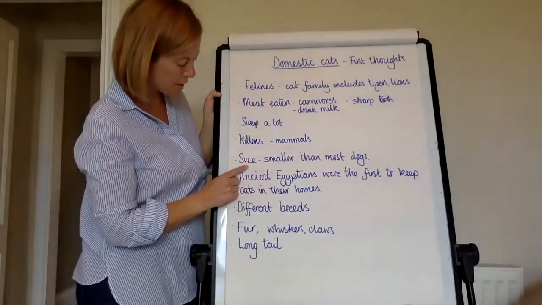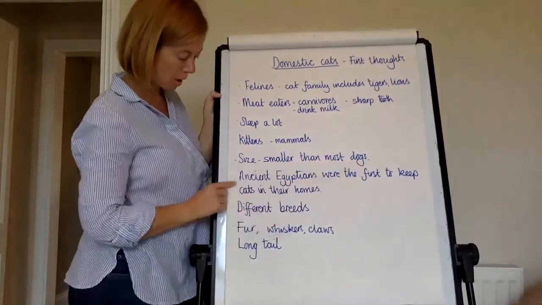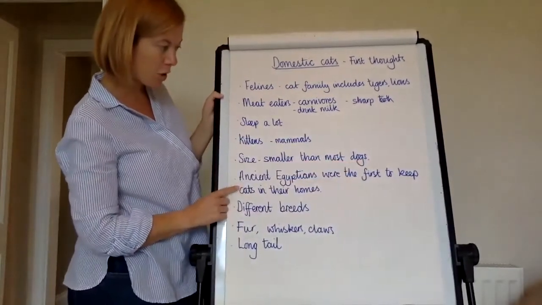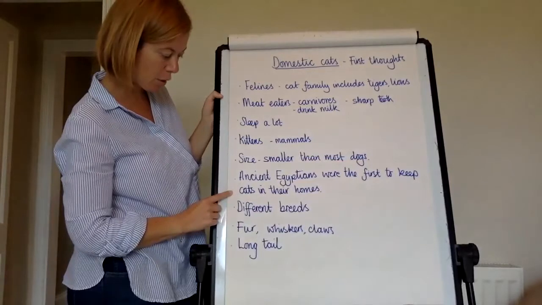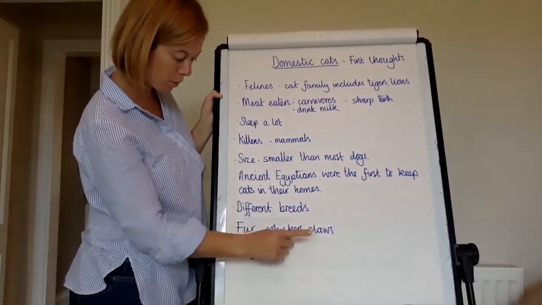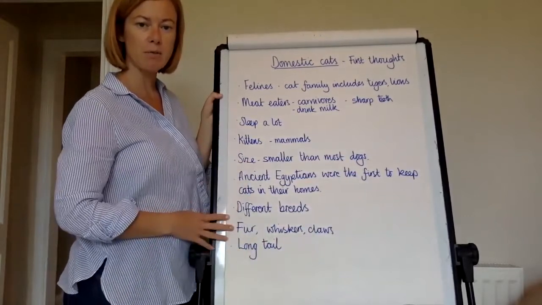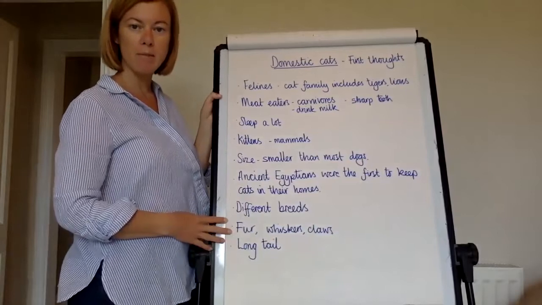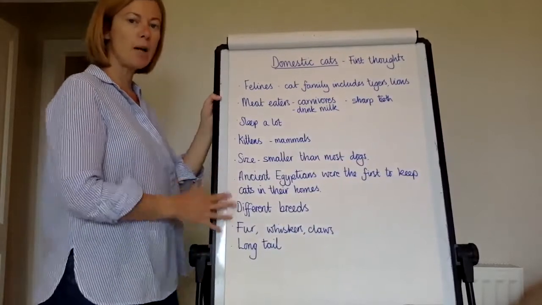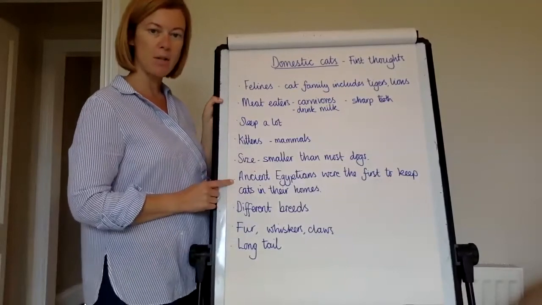I know that the size of a cat is usually smaller than a dog. And I know that the ancient Egyptians were the first to keep cats in their homes. There are different breeds of cats and they have fur, whiskers, claws, and a long tail. So I know some basic facts already, and I'm sure you do know some basic facts about hedgehogs. What I need to do now is think about adding some extra information to each of these facts.